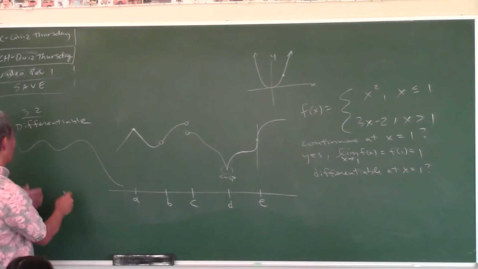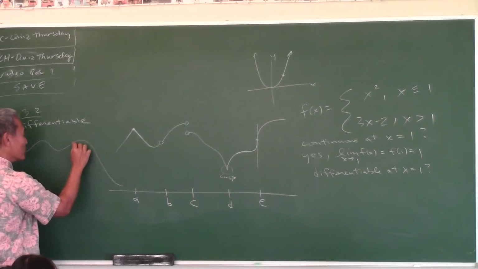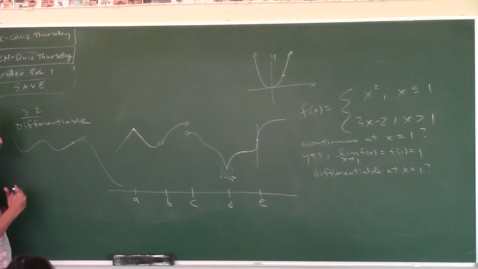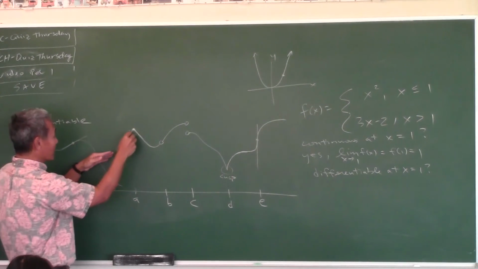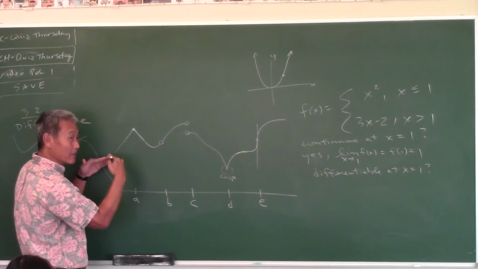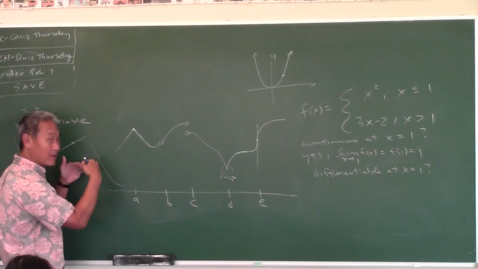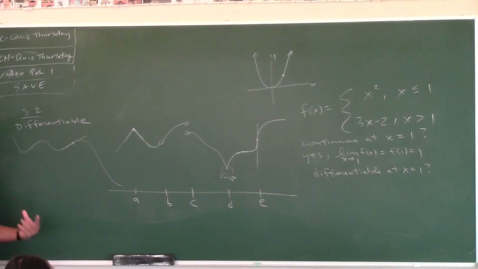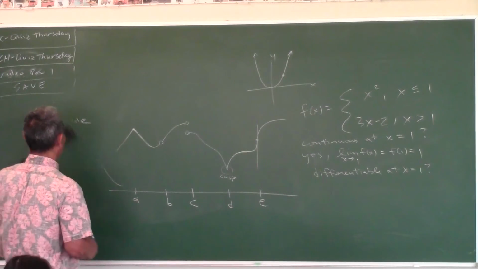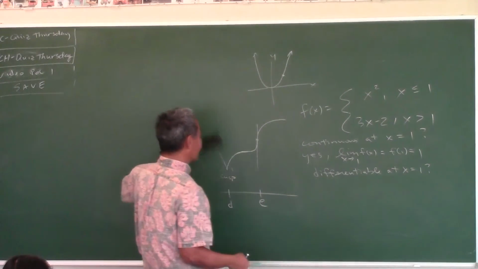Again, in order for a function to be smooth at a point, the left-hand slope and the right-hand slope have to be the same. Because look, if the left-hand slope and the right-hand slope are different, it makes a sharp point. So they have to be the same in order for the graph to be smooth. So how do I check the left-hand slope and the right-hand slope? What do I have to do? What are we learning this chapter?